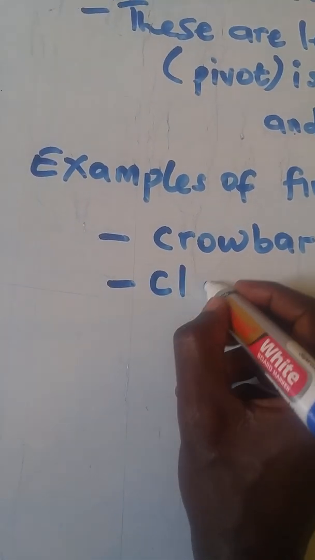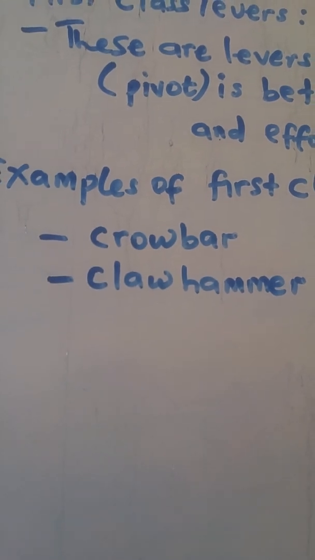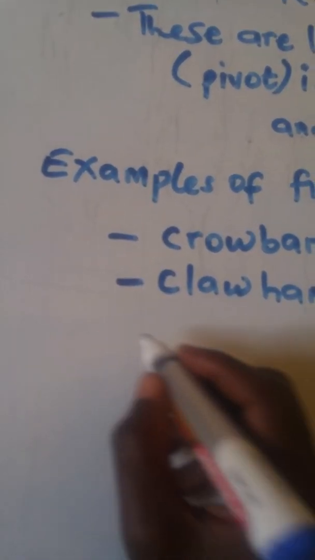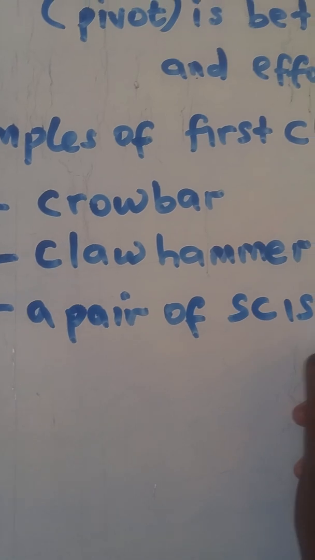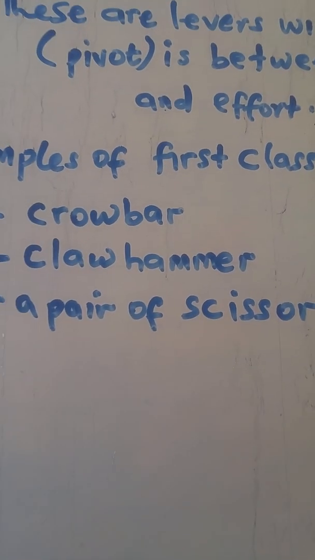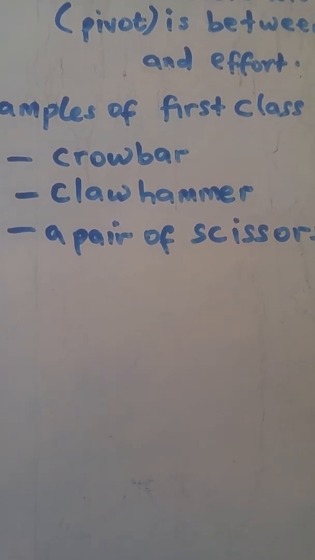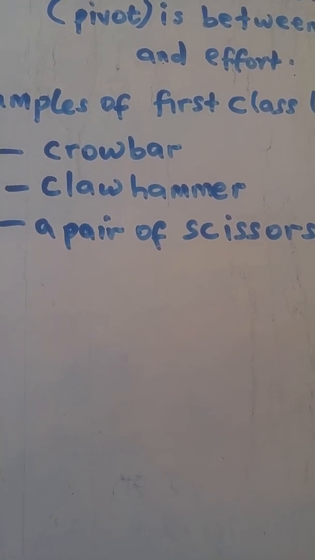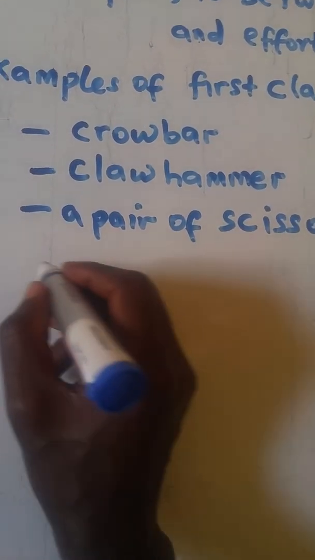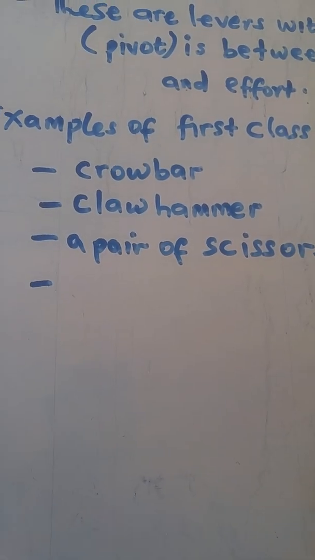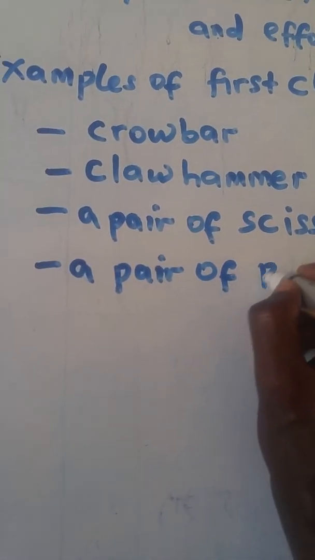But we also have a claw hammer, the one we use for driving the nails into the wood. We have a pair of scissors, the one we use for cutting our hair. Although these days we have saloons, but still we have our brothers and sisters who are using this for cutting. Okay, but we could also use a pair of scissors the tailors use for cutting clothes. We also have what we call a pair of pliers.